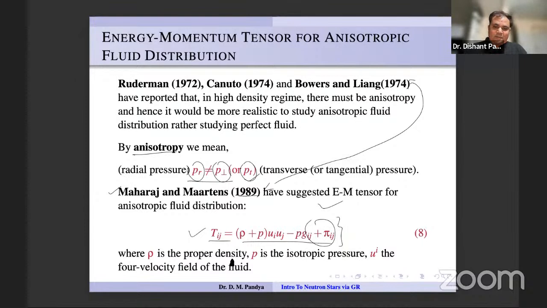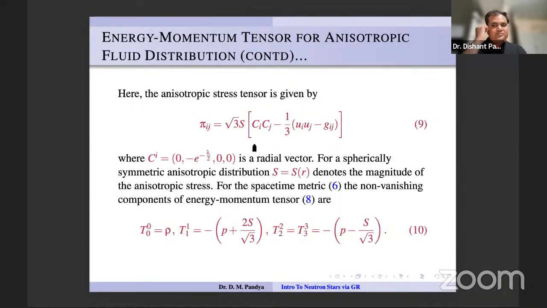Here, rho is the proper density, P is the isotropic pressure, and Ui is the 4-velocity field of the fluid. Now, what is pi ij? This pi ij basically defines your anisotropy. The anisotropic stress tensor is given by this one: pi ij is equal to root 3 S (Ci Cj minus 1/3 (Ui Uj minus gij)).